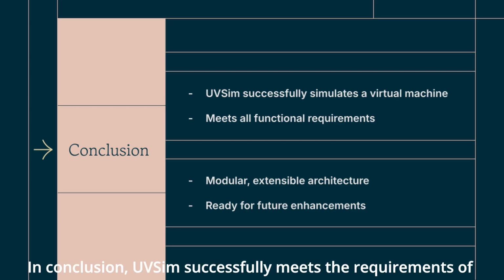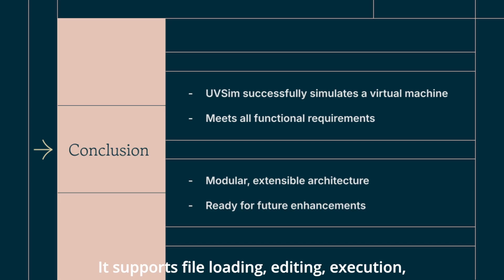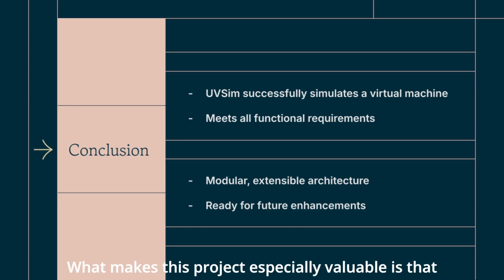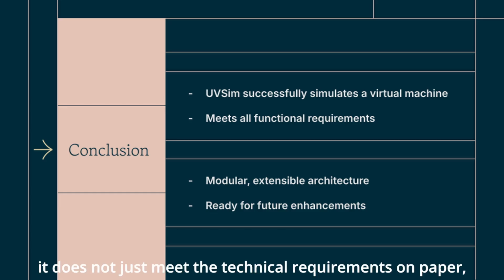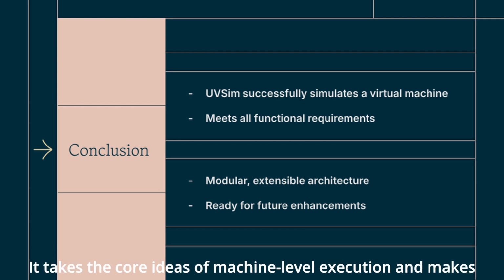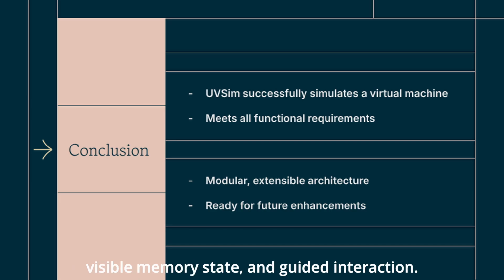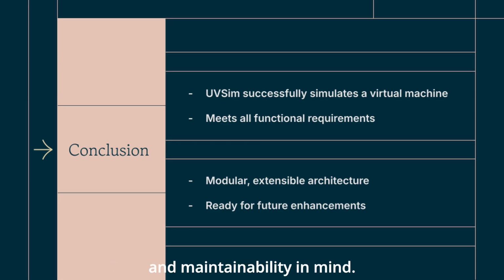In conclusion, UVSim successfully meets the requirements of a modular virtual machine simulator. It supports file loading, editing, execution, theming, and multi-file management. What makes this project especially valuable is that it does not just meet the technical requirements on paper, but presents them in a way that is practical and understandable for the user. It takes the core ideas of machine-level execution and makes them easier to observe through a clear interface, visible memory state, and guided interaction. The system is designed with scalability and maintainability in mind.